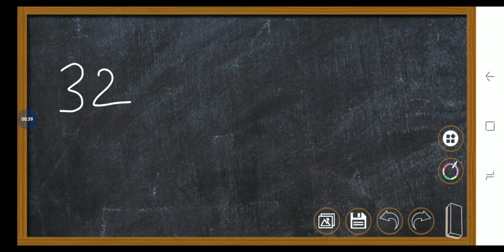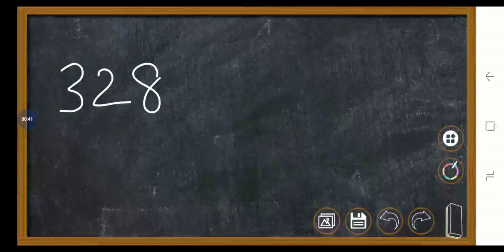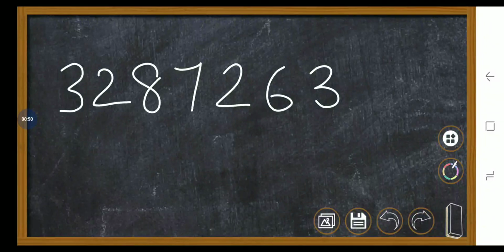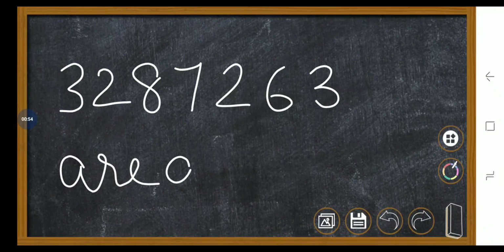So I am going to write a number here: 3,2,8,7,2,6,3. Can you read this number? How can we read this number? Before that, this is the total area of our country, the area of India. So can you read this number? How can we read it?